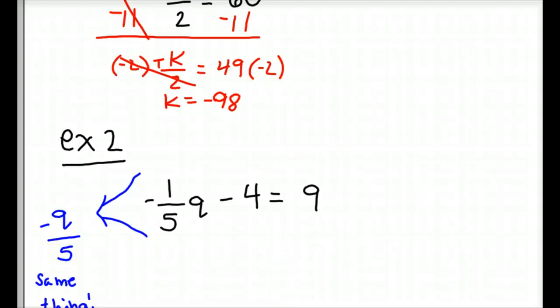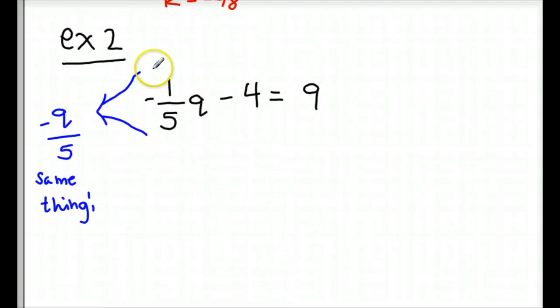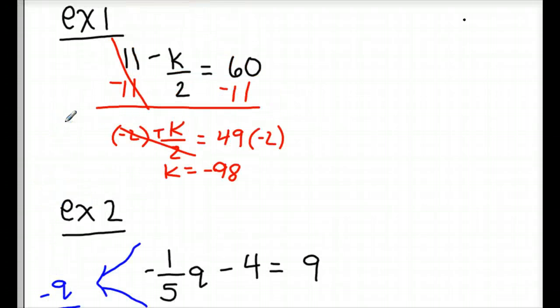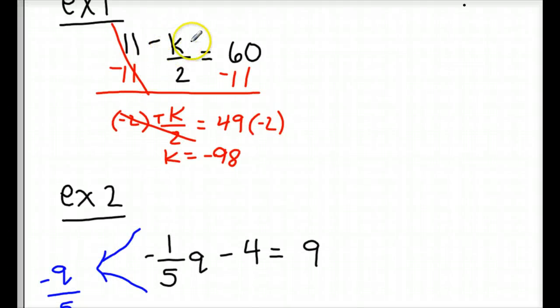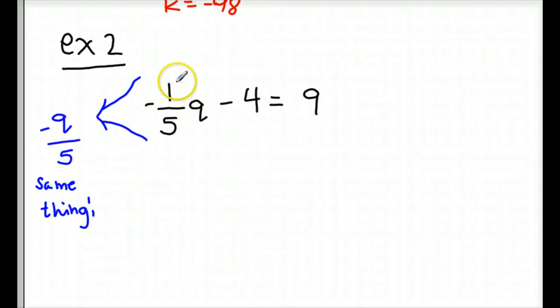Example 2 looks like this, and we decided to do this example because of the way this fraction is written right here. This is negative 1/5 q. Now, in our examples, we've been used to looking at our fractions like this, negative q over 5. But I just wanted to point out to you that it's the same thing. Negative 1/5 q is the same thing as negative q over 5. And notice in example 1, we had negative k over 2, and in all the examples previous to this, we've had a negative or a positive variable over a number. Now, this is just 1/5 times q.